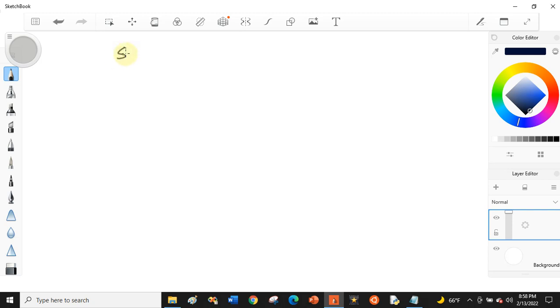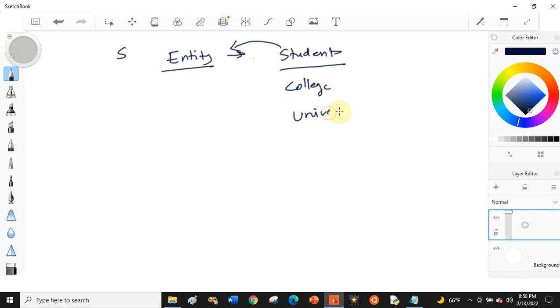Entity means, I think you know about nouns in English grammar. Similarly, we have entity in a database. Like I just explained in the example, a student is an entity. Another thing is college or you can say university. These are examples of entity which have some attributes, or you can say properties of an entity. Now what are attributes, sir?